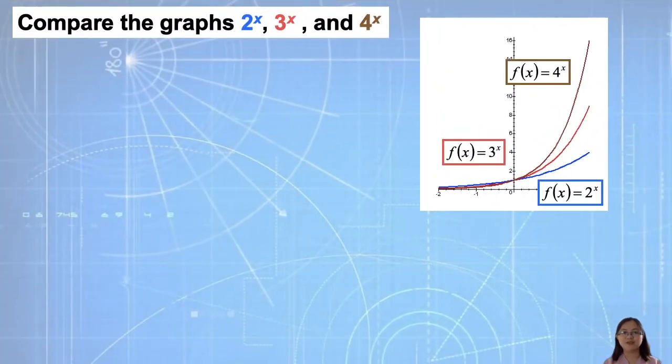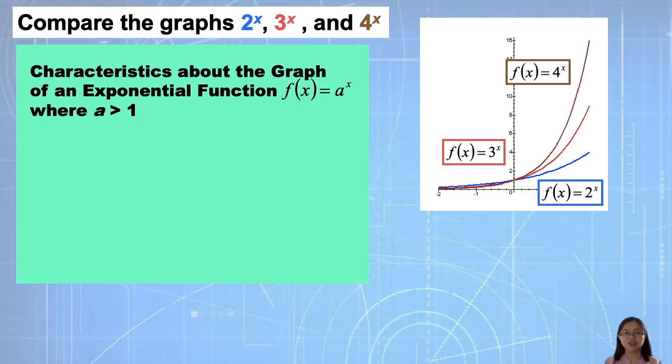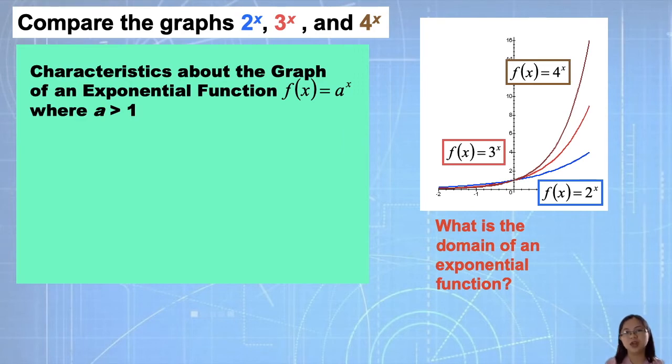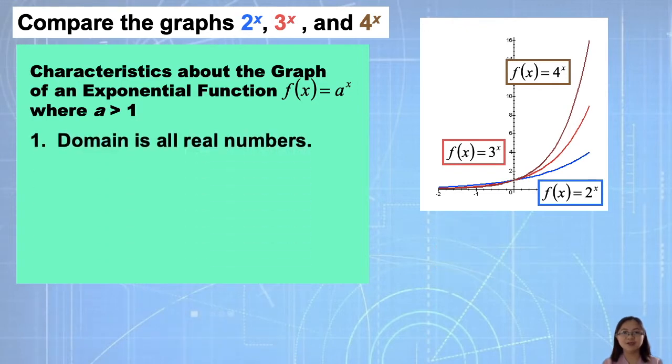Let's compare the graphs of 2 to the x, 3 to the x, and 4 to the x. You can see here that they only differ in their wideness. But still, let's find out the characteristics of this graph. If you're looking for the domain of an exponential function from the graph, you just need to look at the extent of the line going to the left and going to the right. In this case, we have positive infinity and negative infinity. Therefore, the domain is all real numbers.